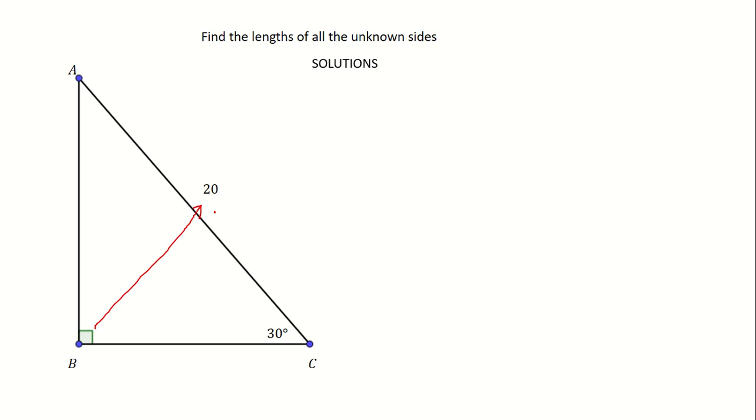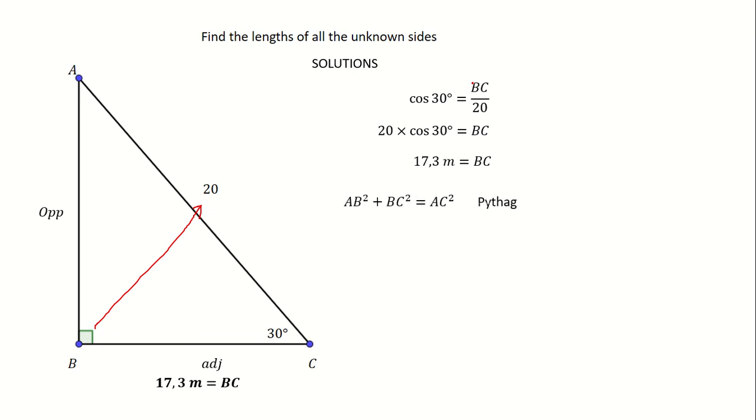Let me just label them. In this case I'm using cos, because I'm looking for the adjacent, and the relationship between the adjacent and the given side is cos. So adjacent over hypotenuse is cos of 30. To solve for BC, I multiply both sides by 20, and BC will be 17,3.